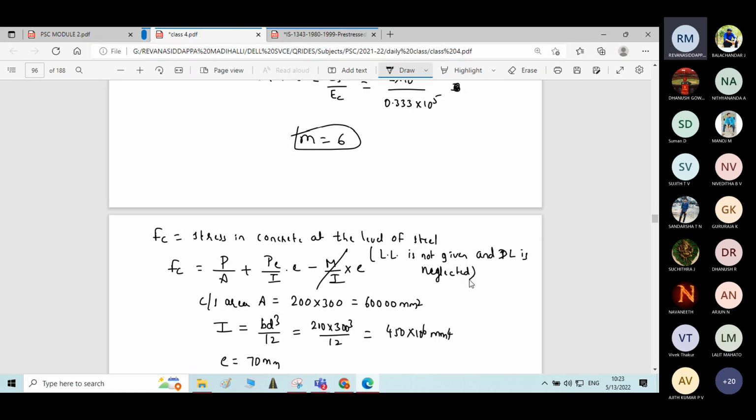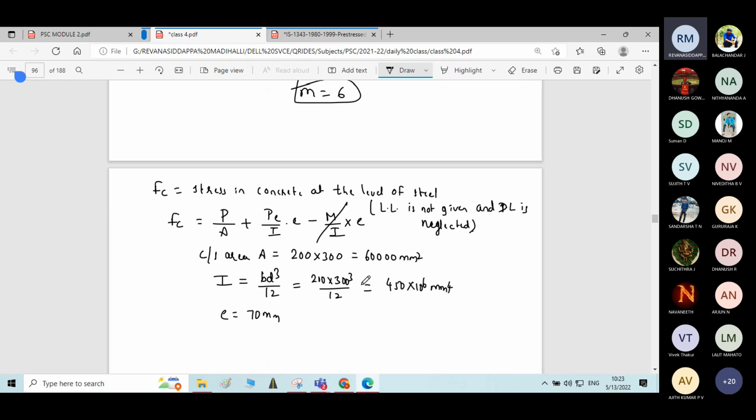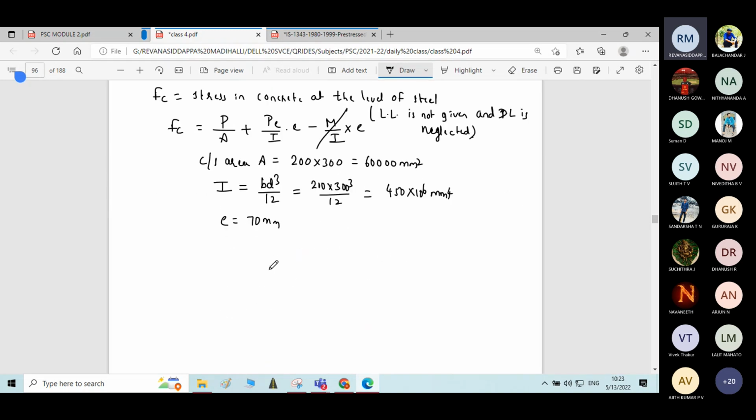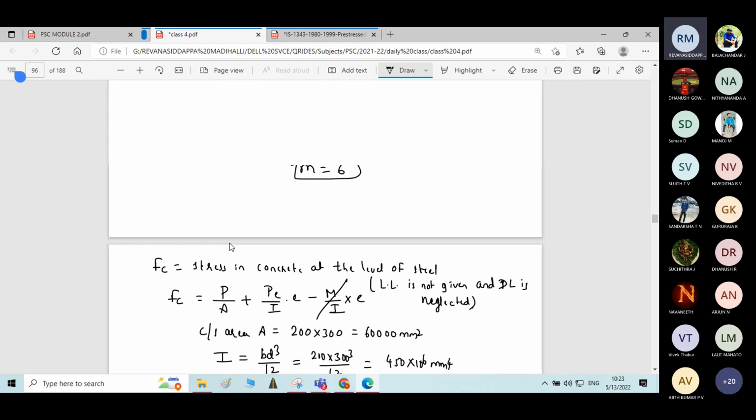If some live load is given, you would have calculated the moment due to live load. And the moment due to dead load, by adding both, you would have got the value of M. As the live load is not given, we will ignore that. E is equal to 70 mm. Therefore, FC, we can substitute everything now to get the value of FC.